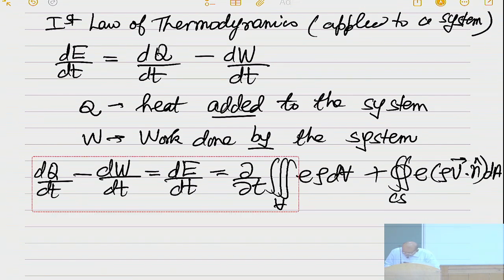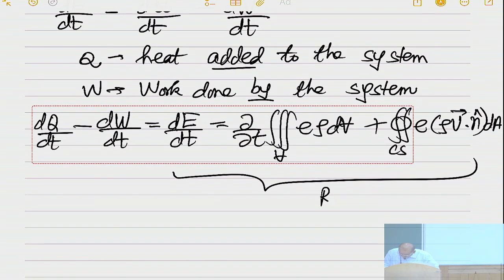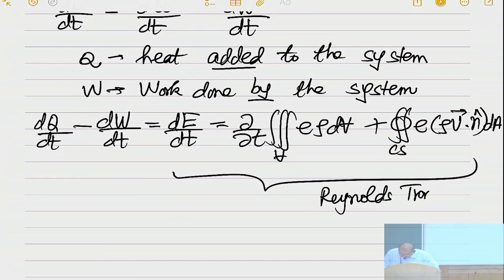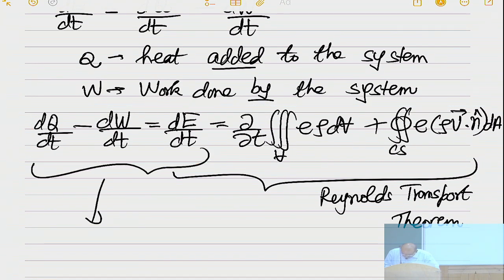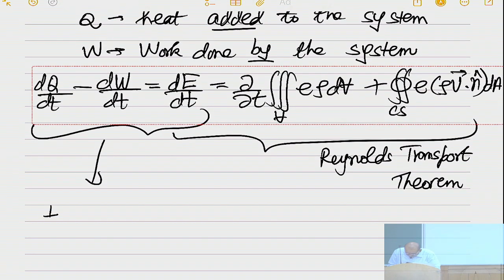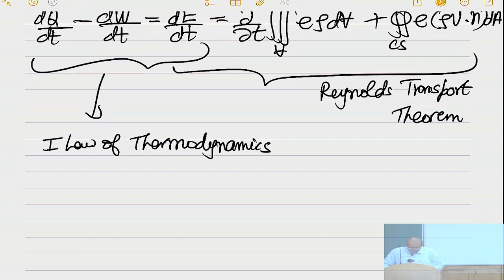and once again this comes from the Reynolds transport theorem, and this part is the first law of thermodynamics.